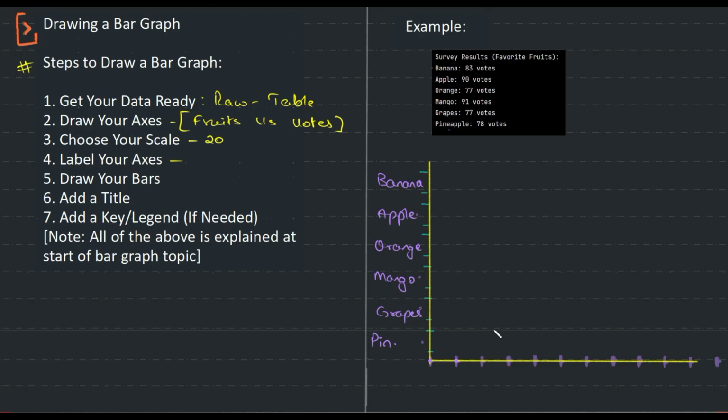So scale is something that I'll decide. So we need to reach 100. So if I take 10, 20, 30, 40, 50, 60, 70, 80, 90, 100, we can. So we can take a scale of 10. 1 unit is 10 votes. So that's how you decide the scale.